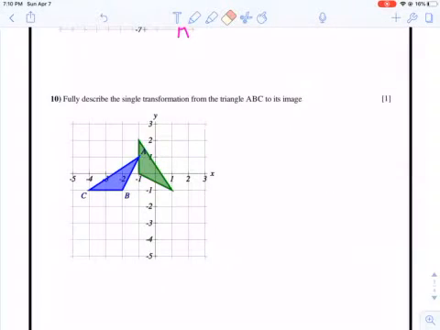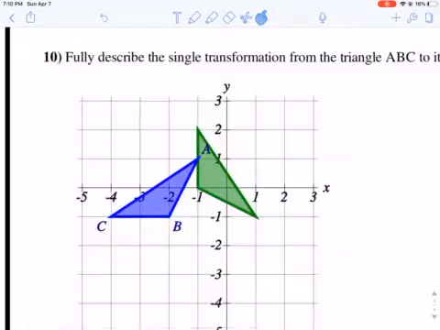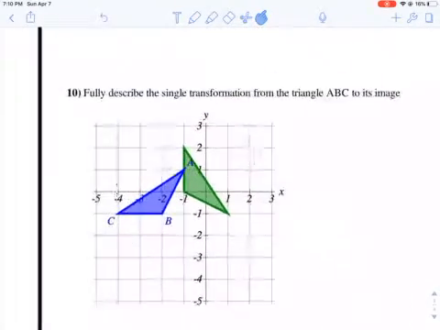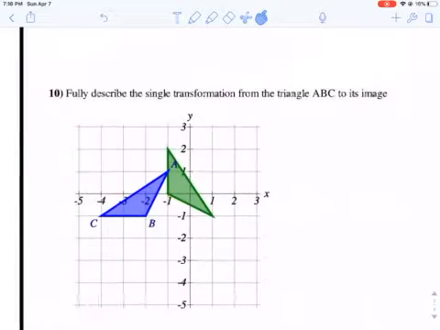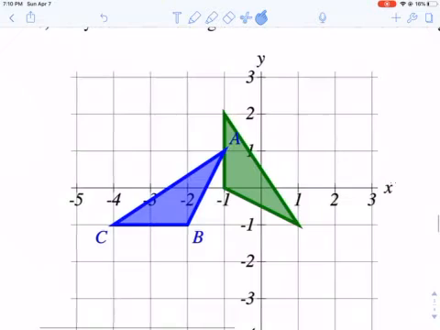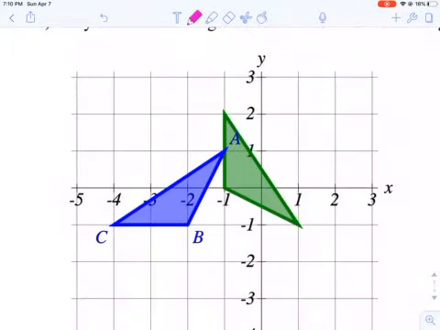Alright, this example is a little trickier, so we're going to walk you through it. You'll notice we have two triangles here, and in this case we have to fully describe the single transformation from our original triangle, the blue one, to its image here. There are a number of different ways you could get there.